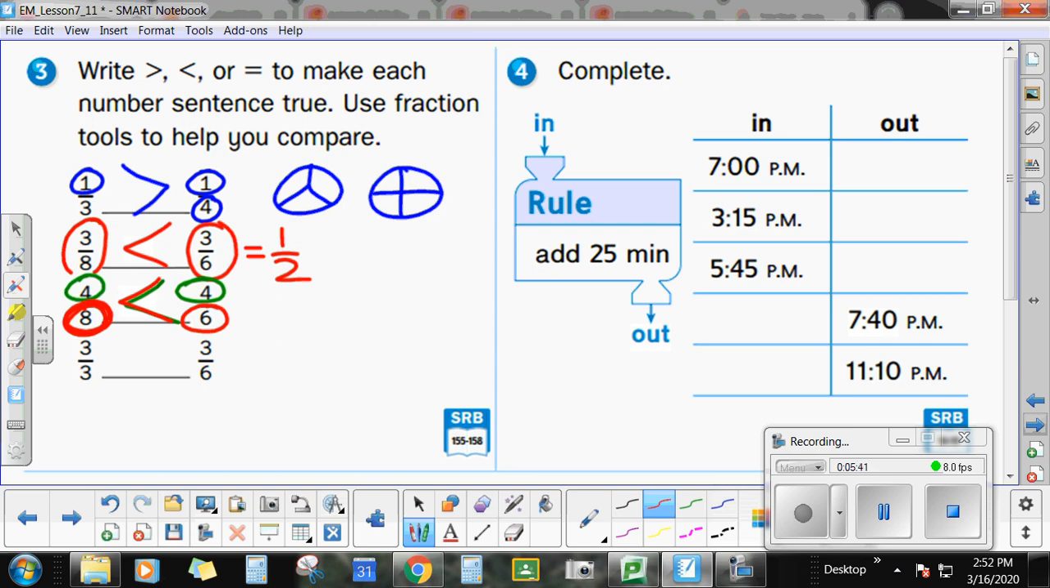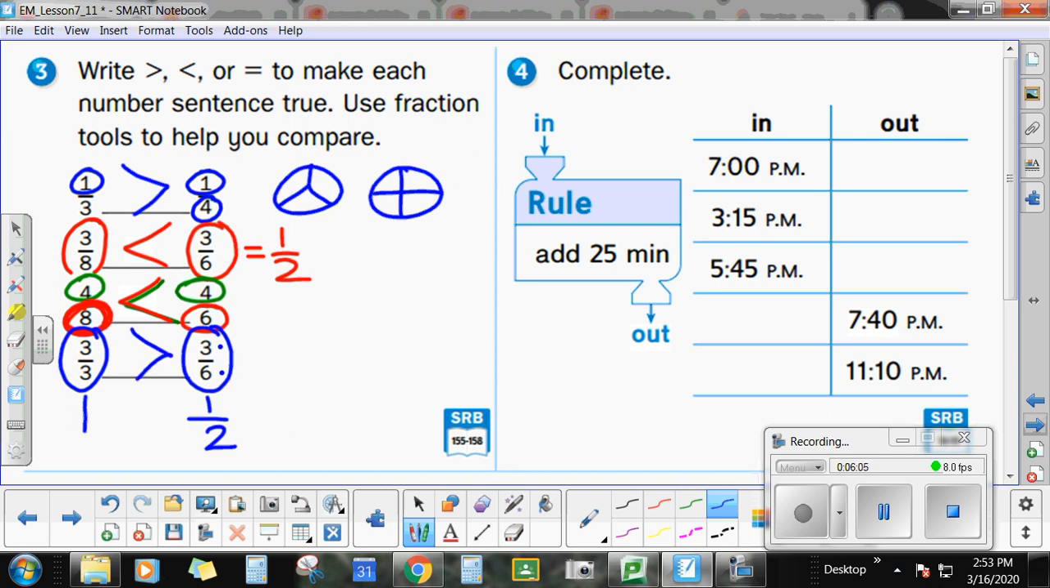All right, looking at that last fraction, something that you should notice right away. When you look at 3/3, guys, you know when the numerator and denominator are the same, that equals 1 whole. Look at this fraction. You know that 3 out of 6, right away your brain should tell you that's 1/2. So of course what's bigger? 1 whole is going to be bigger.